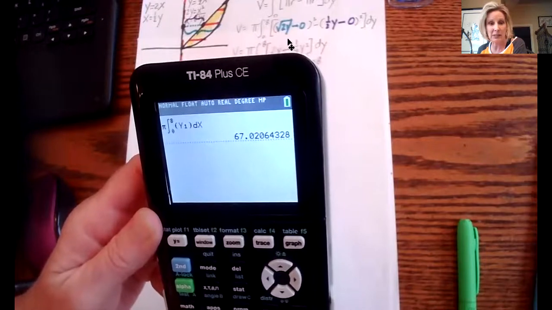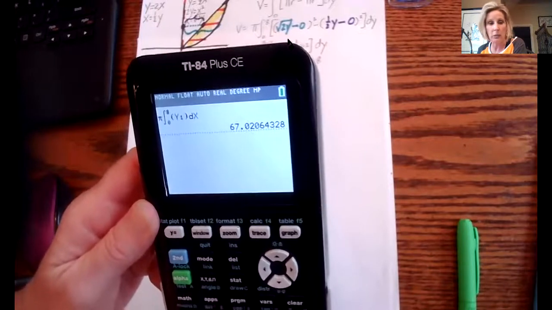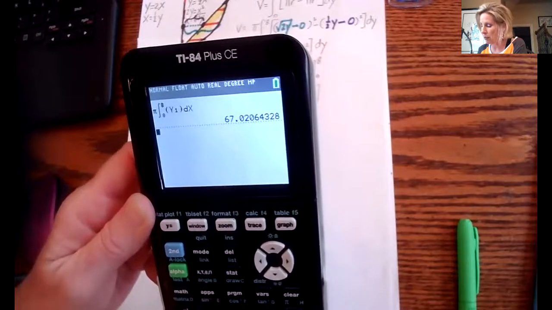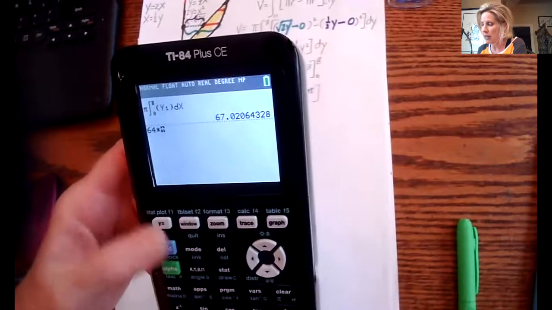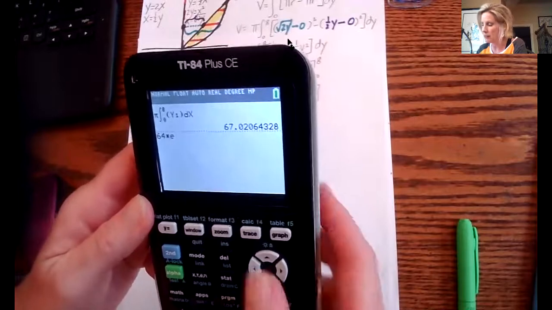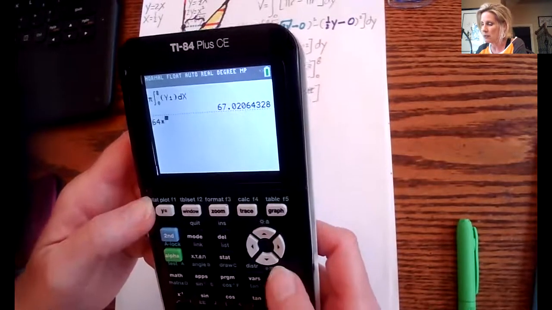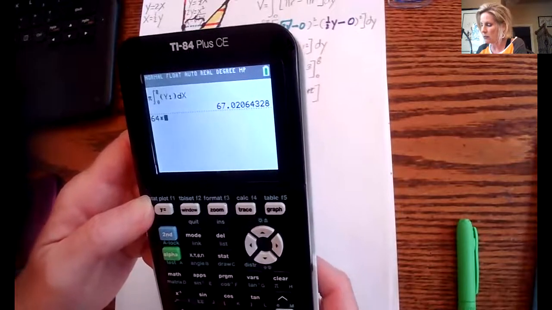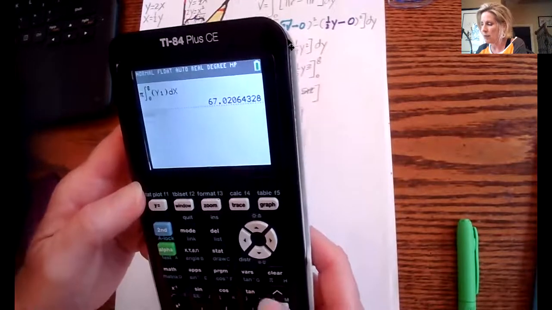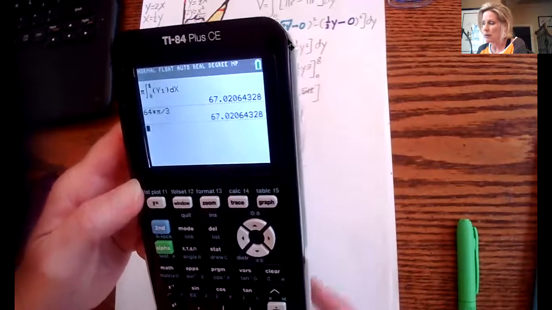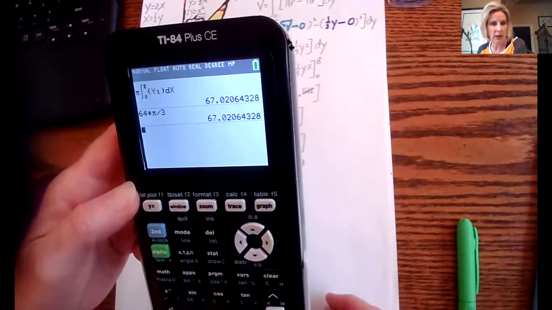Now that gives me 67 point yada yada. Well, a minute ago, our answer was 64 pi over 3. So 64 times pi, nope, that says times e, times pi, nope. Let's just try that again. 64 times pi divided by 3. And that gives me the 67 point yada yada.